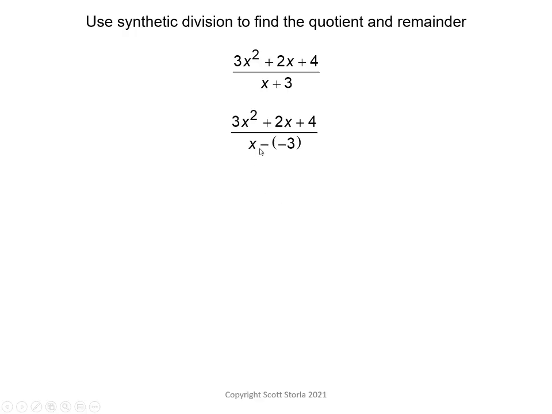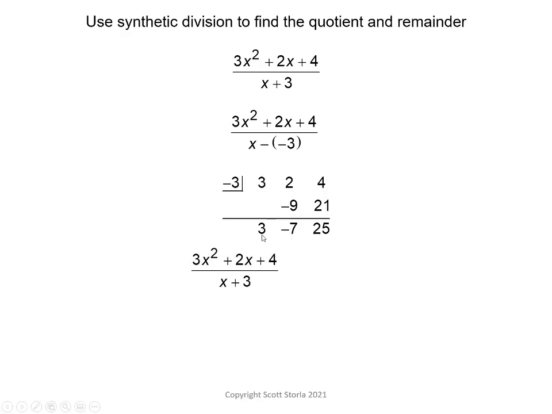After thinking of the divisor as a difference, I can see my subtrahend is negative 3. My coefficients are 3, 2, and 4. I bring down 3. I multiply to get negative 9 and add to get negative 7. I multiply to get 21 and add to get 25. And I can see that my quotient will be 3x minus 7 with a remainder of 25.